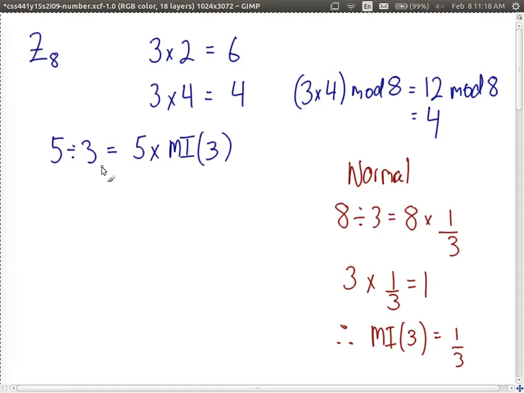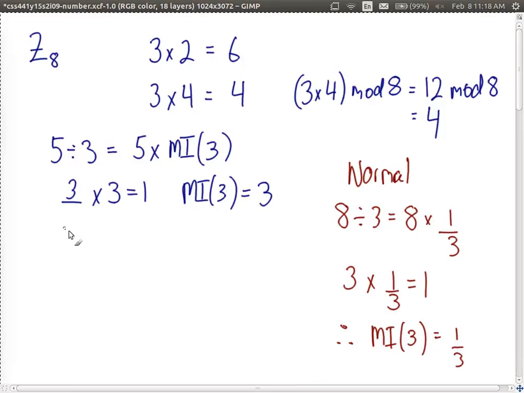Division is multiplying by the multiplicative inverse. The multiplicative inverse is the number that we multiply by such that the answer is 1. What times 3 gives us 1? So 3 times 3 gives us 9, mod 8 gives us 1. So the answer is 3. The multiplicative inverse of 3 is itself, because 3 times 3 equals 1.